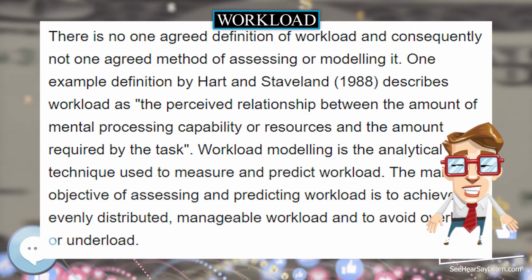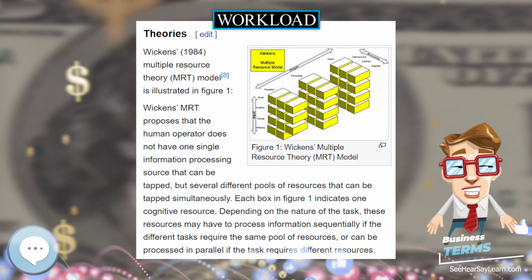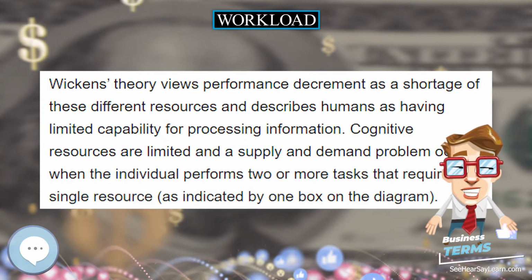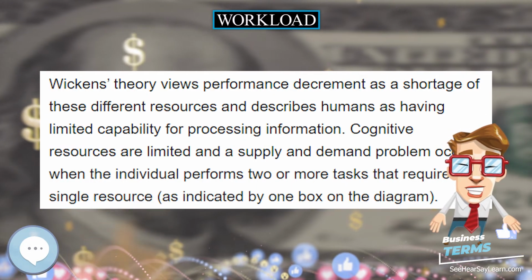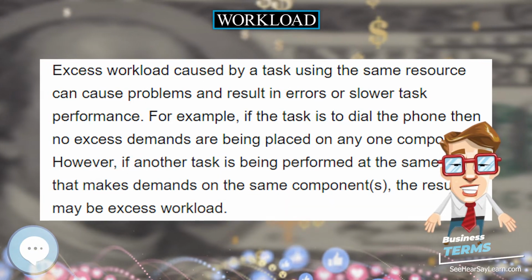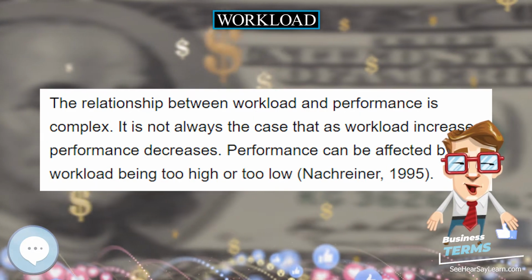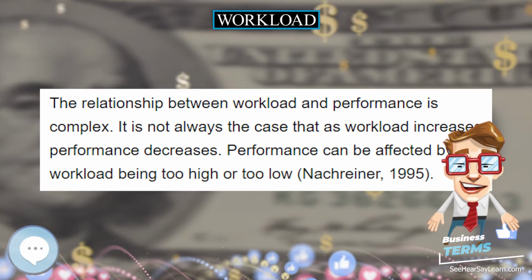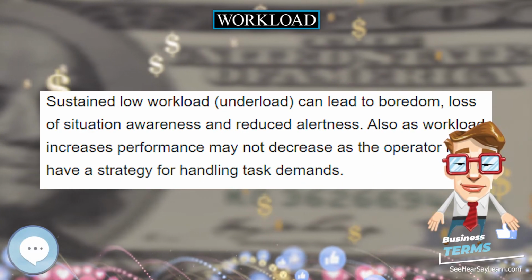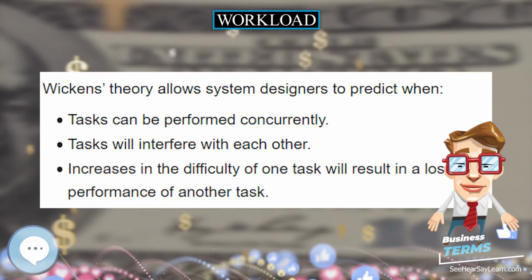Wickens' MRT proposes that the human operator does not have one single information processing source that can be tapped, but several different pools of resources that can be tapped simultaneously. Each box in Figure 1 indicates one cognitive resource. Depending on the nature of the task, these resources may have to process information sequentially if the different tasks require the same pool of resources, or can be processed in parallel if the task requires different resources.